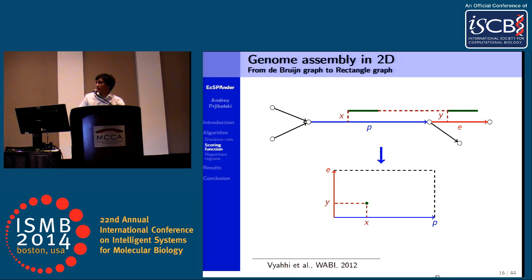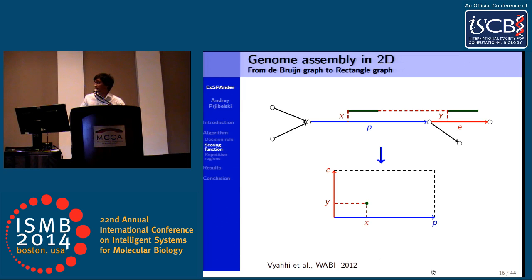We have a read pair aligning to edges P and E at positions X and Y. Okay, let's construct a rectangle from edges P and E. And now our read pair will be just simply a point within this rectangle with coordinates x and y.